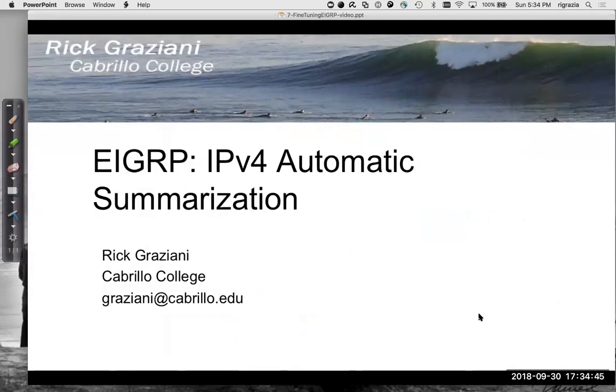All right, so that's a little bit about EIGRP IPv4 automatic summarization. It's not really used too much anymore, so that's why it's disabled by default.